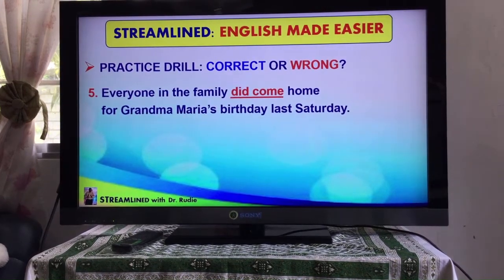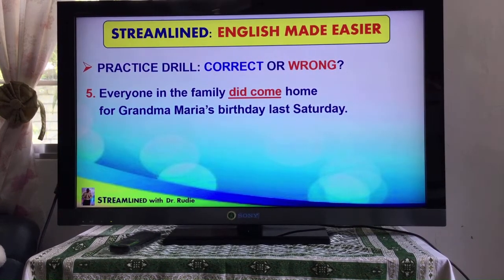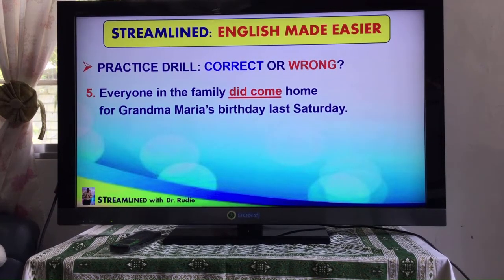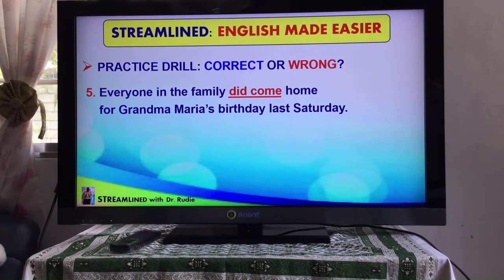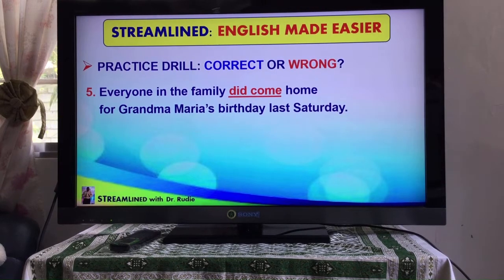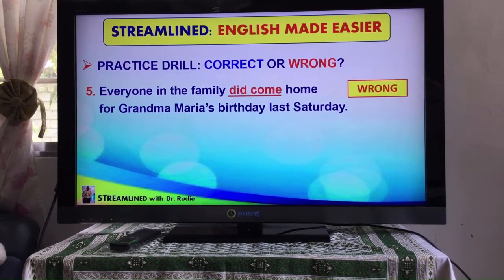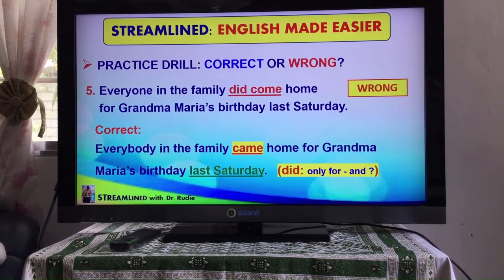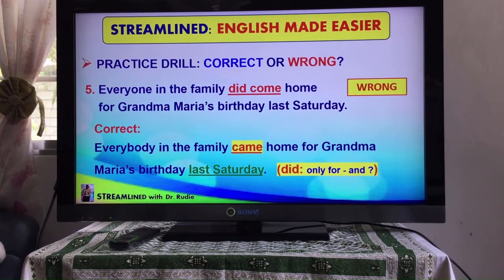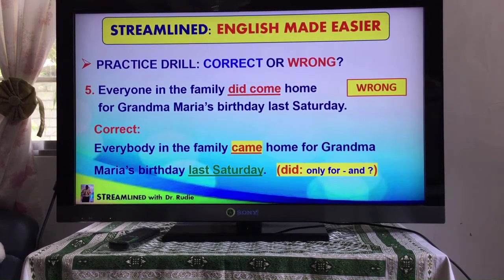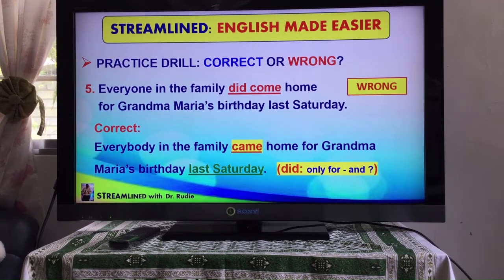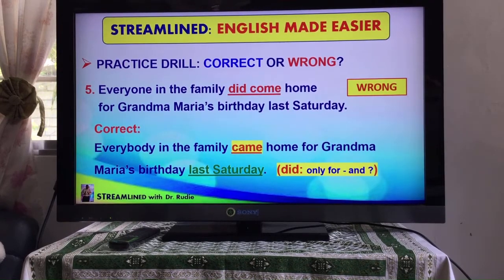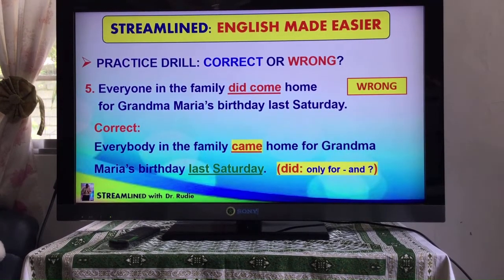Number 5. Everyone in the family did come home for Grandma Maria's birthday last Saturday. What's your take on this one? Is it correct or wrong? The sentence is in the positive form. The verb is did come. This one is wrong. Why do you say so? Because did is only used for negative form and questions. It cannot be used in the positive form of the past simple verb. The correct answer is, everybody in the family came home for Grandma Maria's birthday last Saturday.